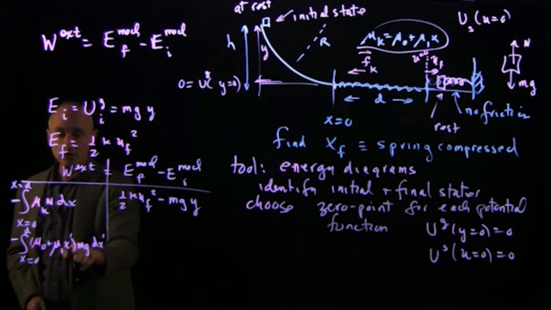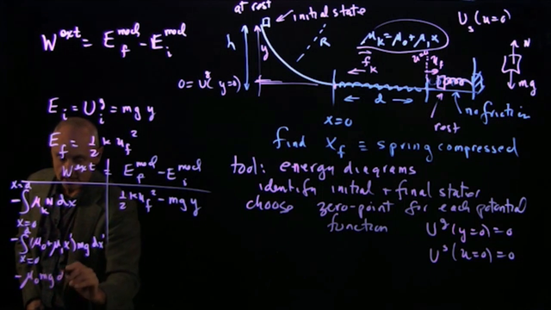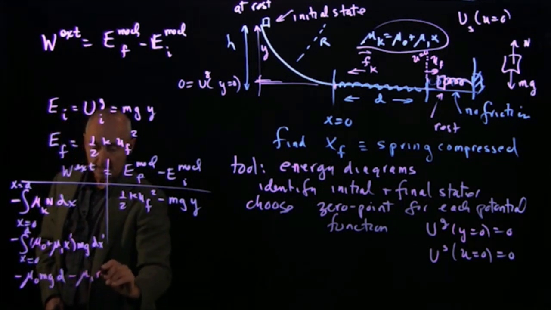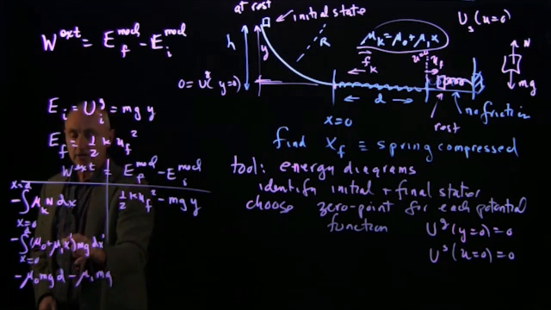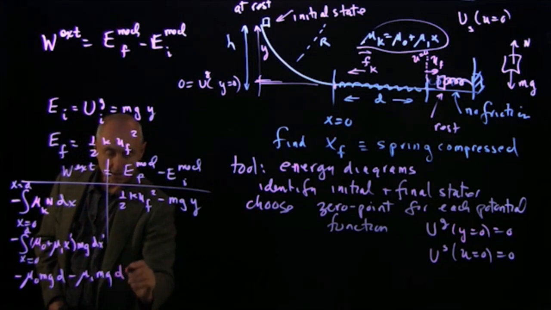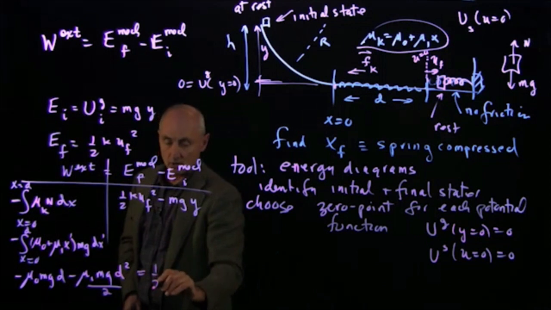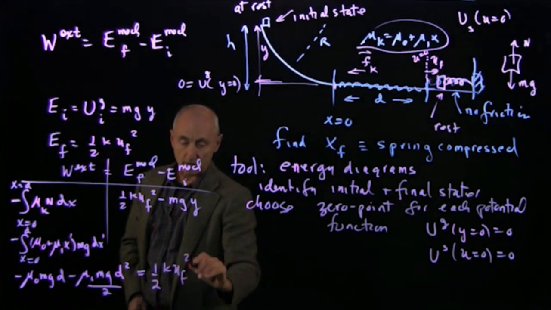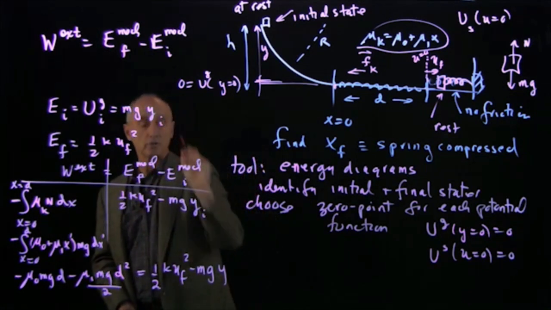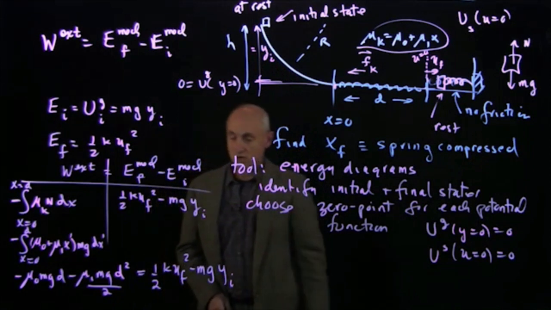And these are just two separate integrals. The first one is easy. It's minus mu naught mg d. And the second one is minus mu 1 mg, and we're just integrating x prime dx prime between 0 and d. So that's simply d squared over 2. And that's equal to 1/2 k u final squared minus mg y. Let's write that as y initial. And we're starting at y initial equals h.